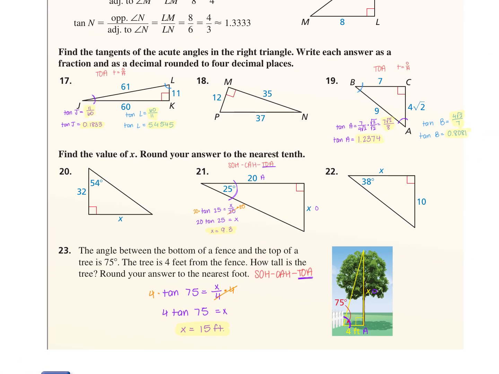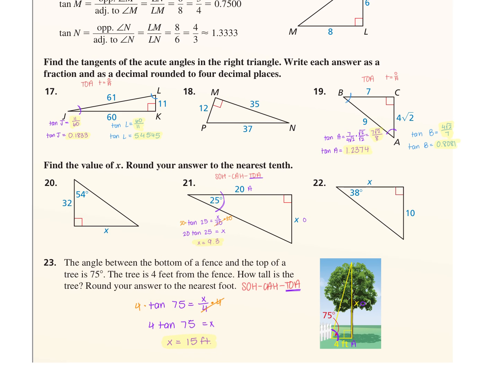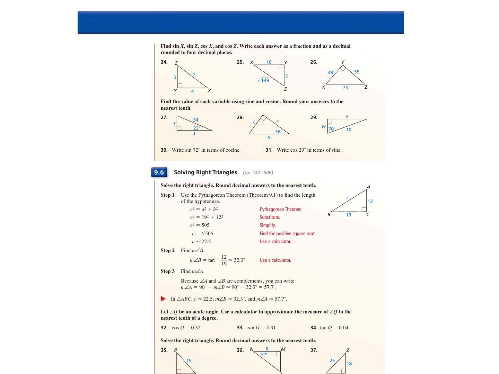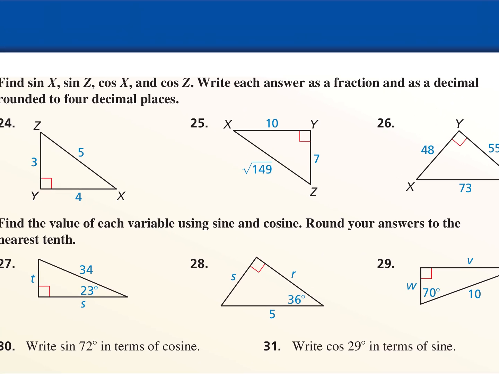All right, questions on 9.4. All right, let's go ahead and go to 9.5. So looking at 9.5, solving for the odds. They want me to find sine x, sine z, cosine x, cosine z, write each answer as a fraction, and as a decimal rounded to the fourth decimal place. So same thing as the previous questions, they just want me to find my ratios and change my ratios to fractions.